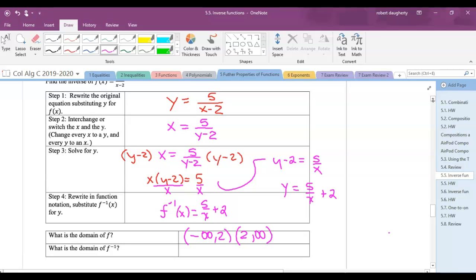Now look at my inverse function. It's okay at 2. It has a problem where? It has a problem when x is what? 0. So x can be every number except 0. So what's the domain of the inverse? Negative infinity to 0, and 0 to infinity. Okay, let me pull up an example here. What follows?